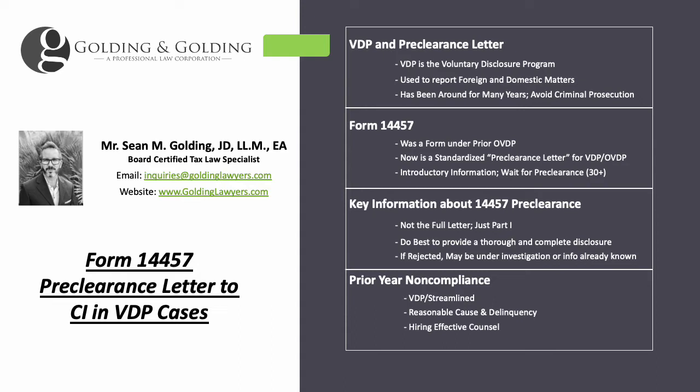They didn't used to have a set preclearance letter. They told you what needed to be done, and then you would create the letter yourself. Now they have a formalized letter, and it's Form 14457. It was actually used under prior OVDP in accordance with 14452 and 14453, but they revamped it, and now it's the standardized preclearance letter that's used for submission to VDP.